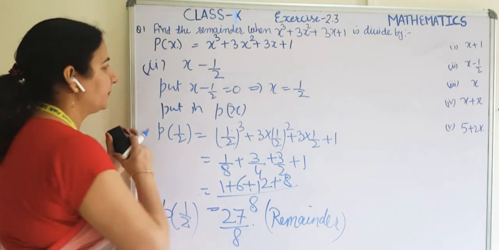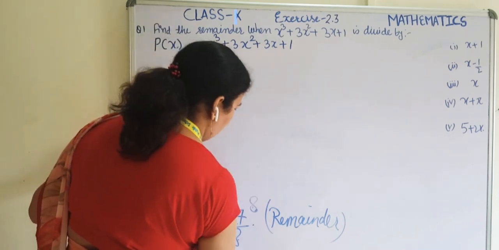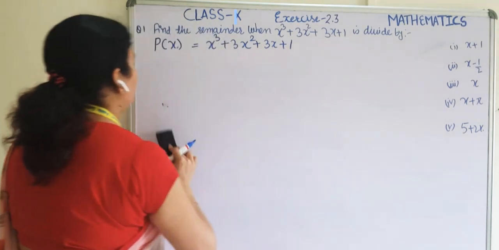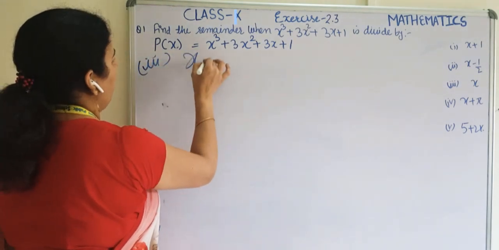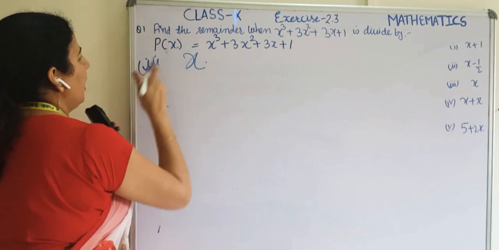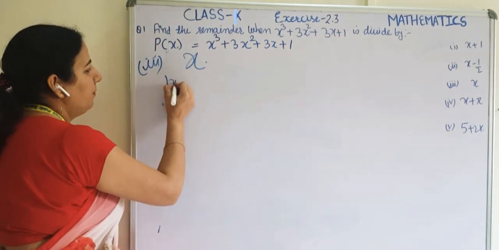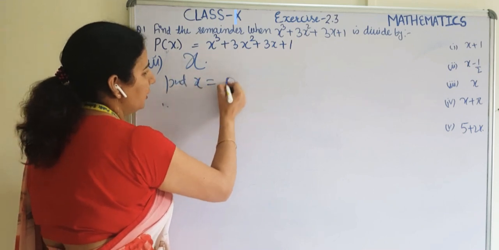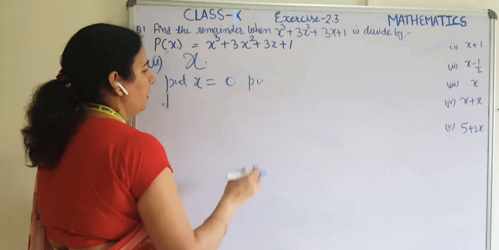Fine, students. Let me write the third example. The third question is the third part, not example, third part. The third part is only x. How will you solve the question when only x is given? Same rule. Put x equals 0. Then put it in p(x).